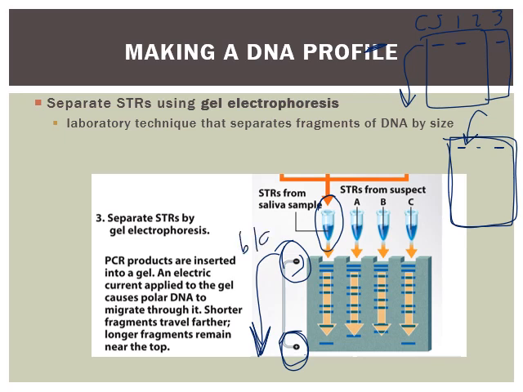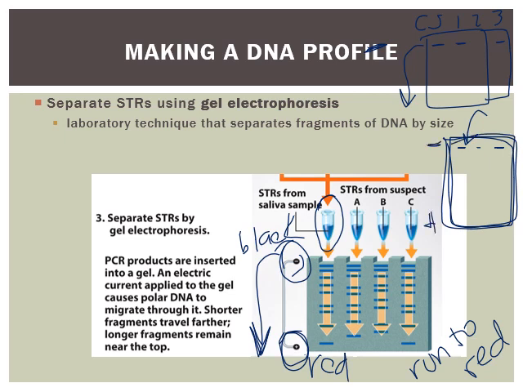When you're running gel electrophoresis, if you guys know, negative tends to be black and positive tends to be red. So we always say to run to red. So when you're putting the DNA in or putting your gel block in, you need to make sure that you put the DNA side on the negative side so that they can run to the red side, or the positive side.